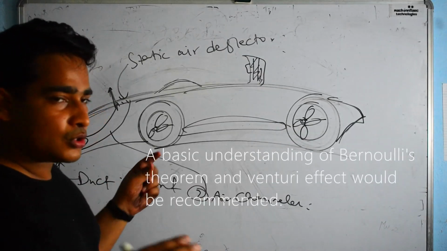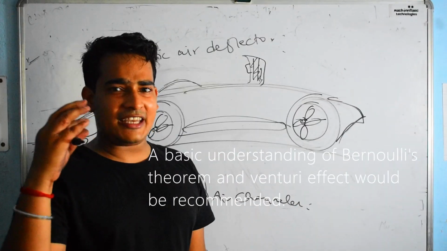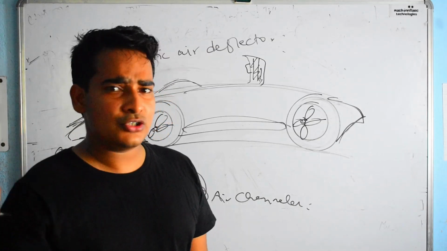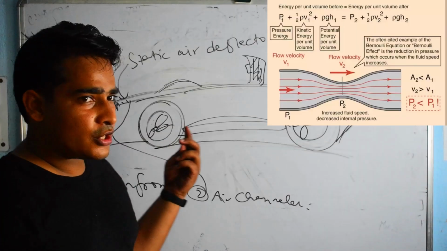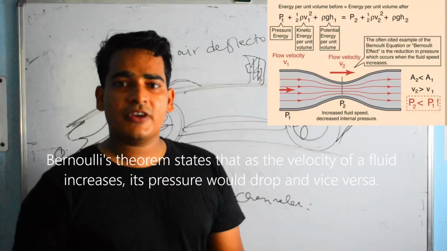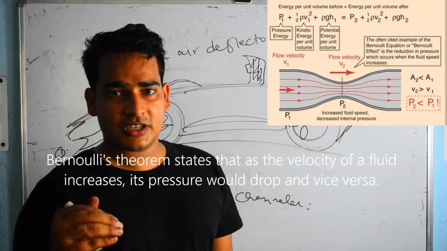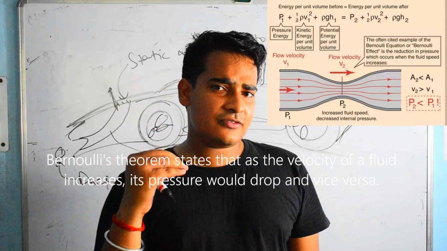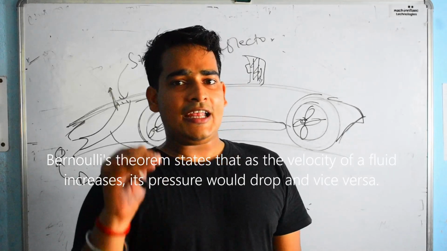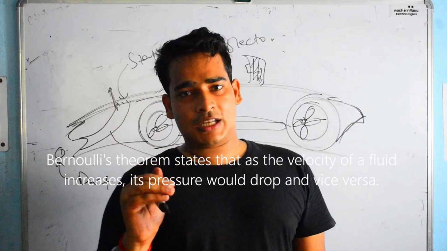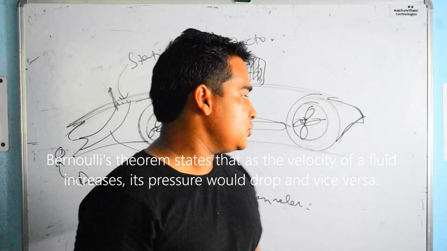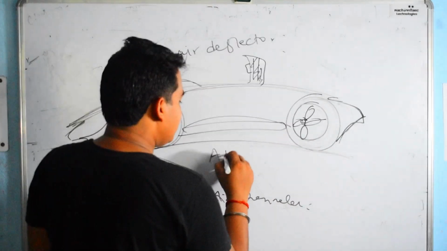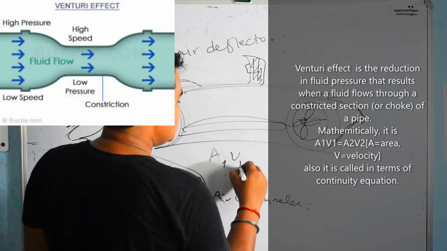To understand this, I recommend you read a little bit about Bernoulli's theorem and the Venturi effect. Bernoulli's theorem says that if you increase the velocity of air, you will have a decrease in the static pressure of the air, and if you decrease the velocity of the air, you will have an increase in the static pressure. And what is the Venturi effect? It can be written in mathematical terms as A1 V1 = A2 V2.